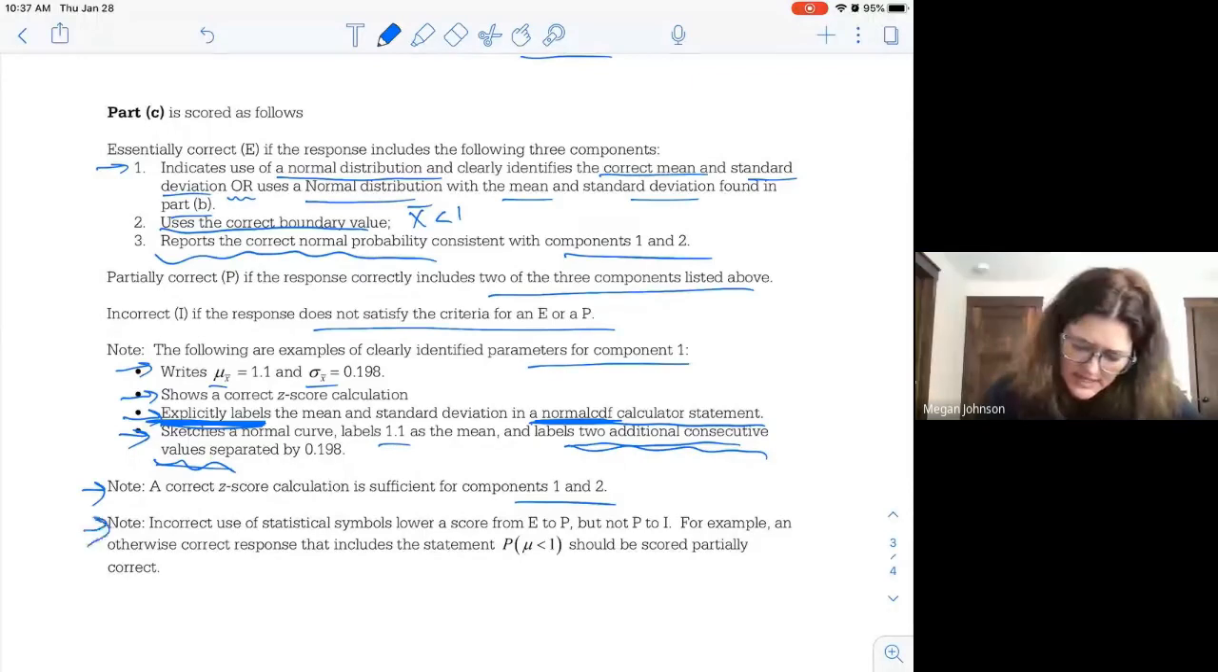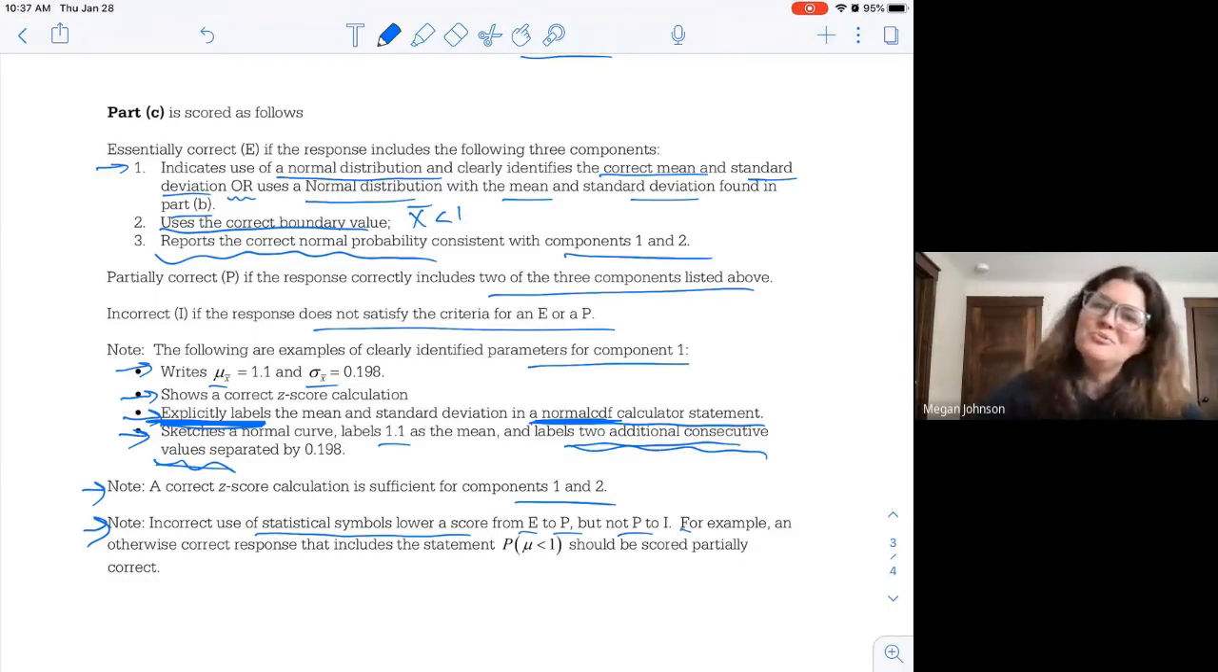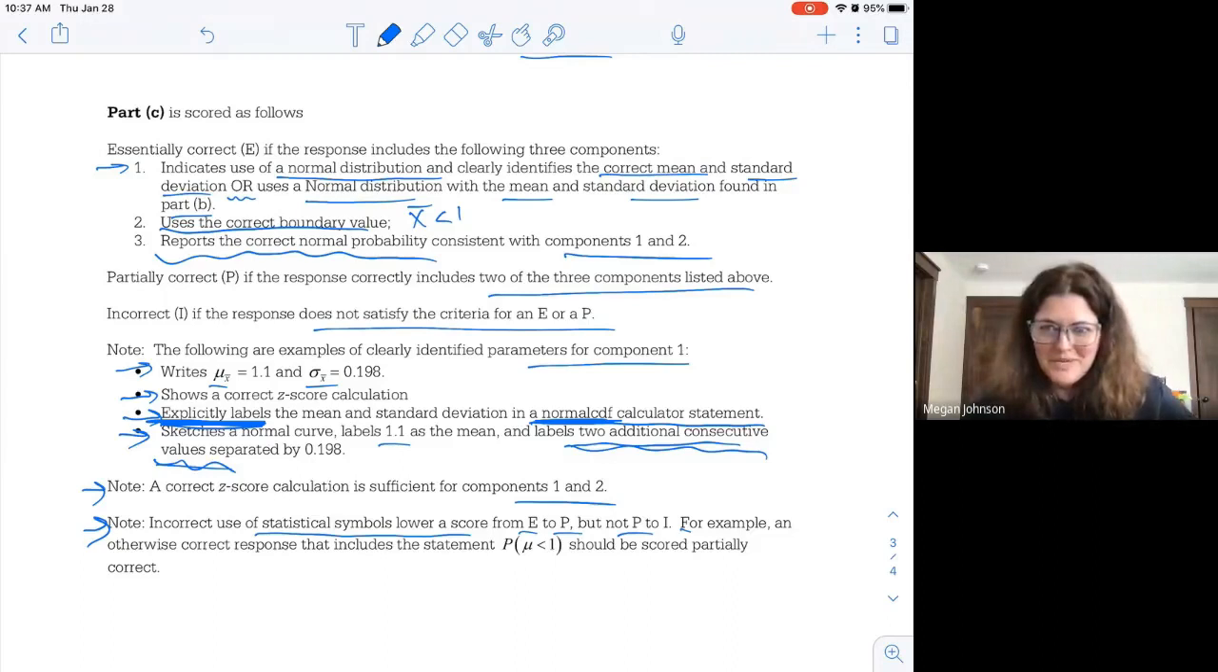Then the last one, incorrect use of statistical symbols lowers the score from an E to a P, but not a P to an I. So if you had an E, but you used the wrong symbol, they're going to give you a P. So they gave an example here. Just an example of that.